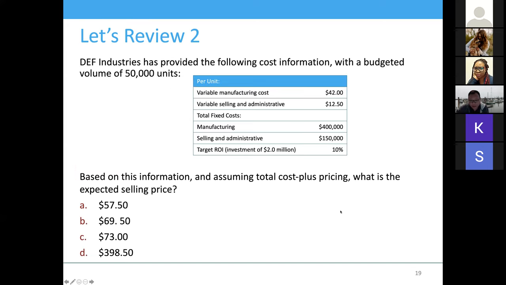Okay. Let's do this one. Did anyone see the answer? By accident, I showed the answer, I think. Okay, so work on this question.